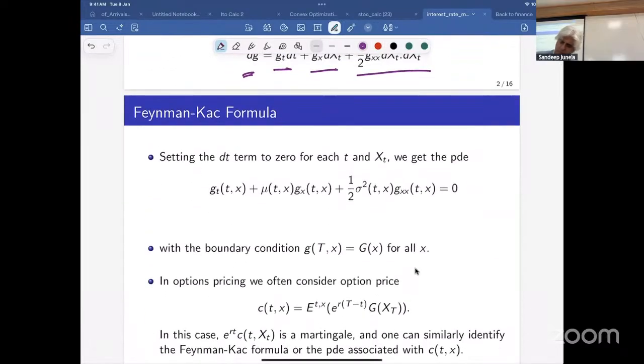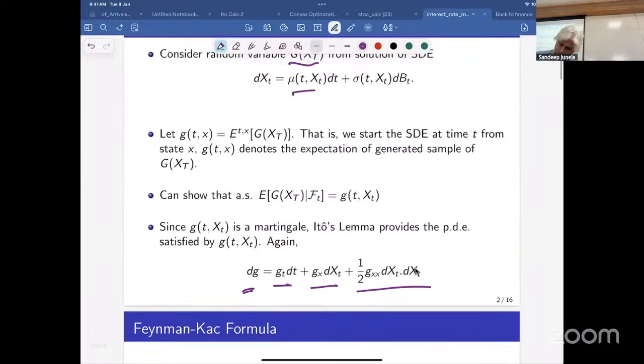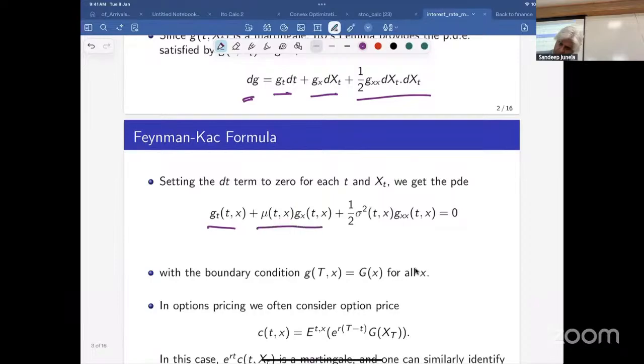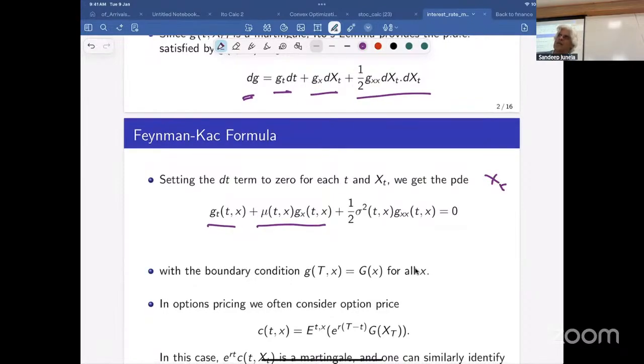And I've now added the arguments. So gt(t,x) plus mu t. Yeah, I've got mu t here. Okay, good. Mu(t,x) gx(t,x) plus half sigma squared(t,x) gxx(t,x). I should have xt here, but since it's true for all xt, I've just kept x. I want this to be true for all x. Anyway, I changed the order of slides, and that's why I didn't explain this one. The point is, I'm going to now find the Ito representation, and I'm going to set the dt term equal to 0.